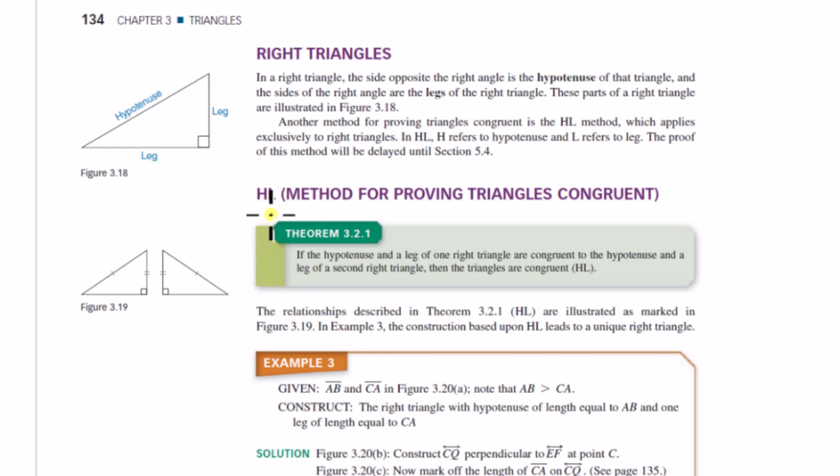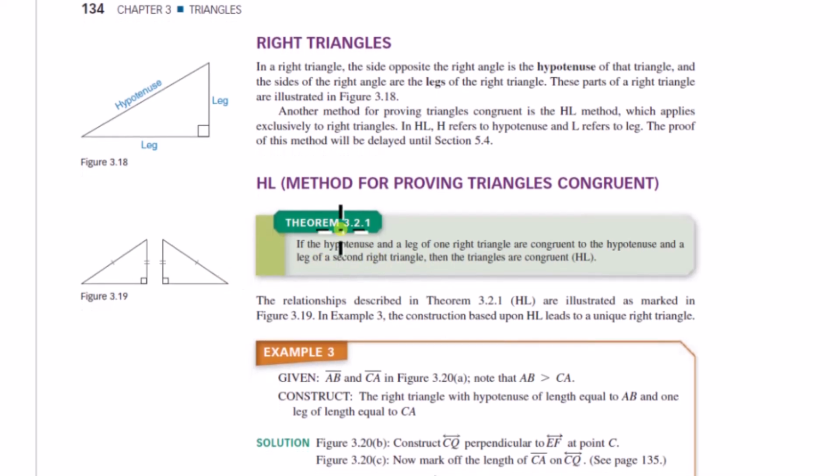Now they're saying another method you can use is the HL method. If you have two right triangles where the hypotenuses are congruent and one of the legs is congruent, then that's a congruence criterion for right triangles. That's a little different from a general triangle, because there we've got side-side-angle, which, if you remember, for general triangles you couldn't use as a congruence criterion. But they're saying for the case of a right triangle, you can. The exact reason why, the proof, we're going to talk about later.